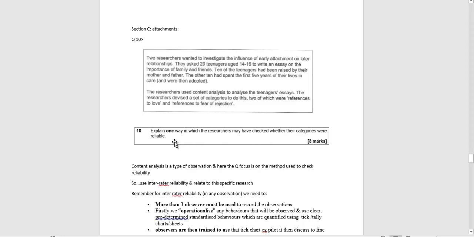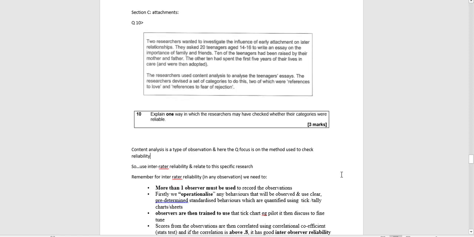So this specific question is: explain one way in which researchers may have checked whether their categories were reliable. Although we have this in the attachment topic, it is a research methods question, and they are leading you down the path of content analysis, but really they're asking you a question about reliability. So be careful with that, make sure you interpret the question carefully. Here it's explain one way in which researchers can check reliability. So don't be led down this path. We're talking about content analysis.